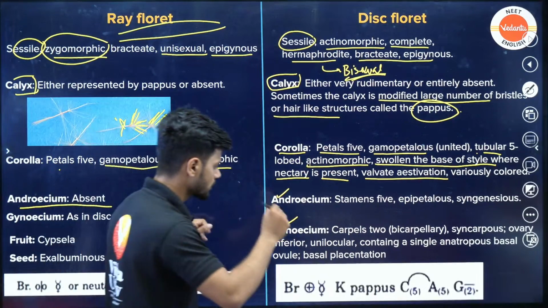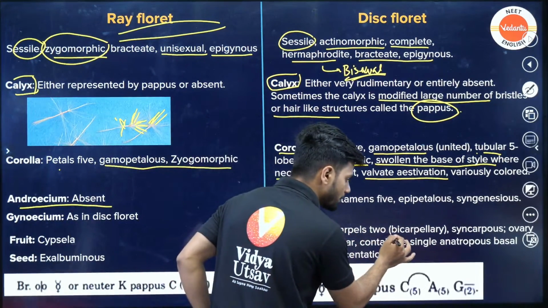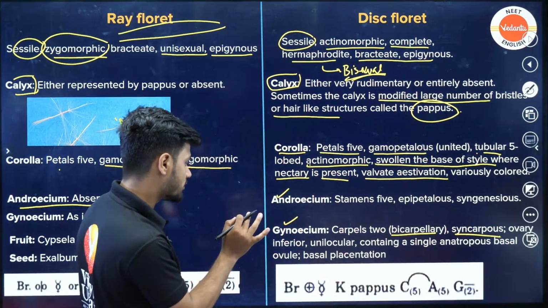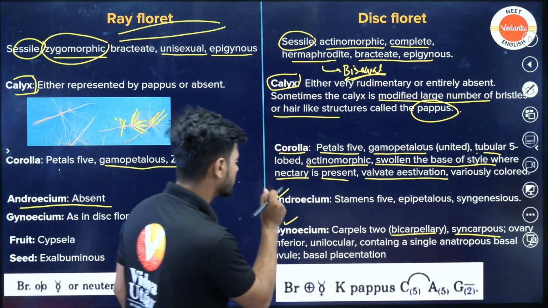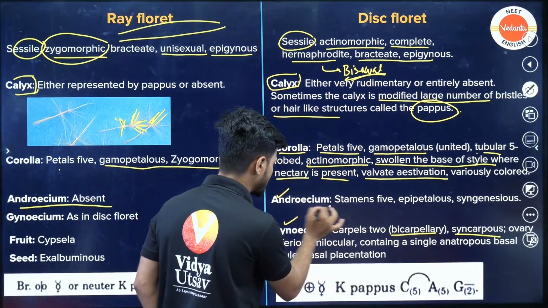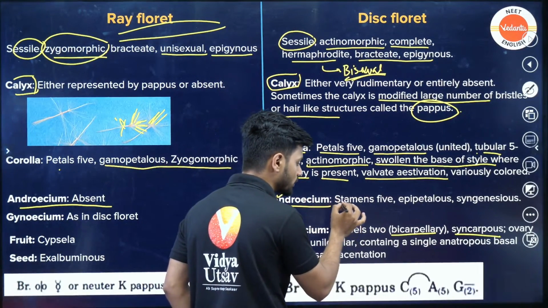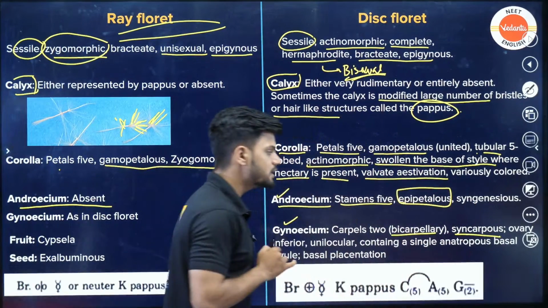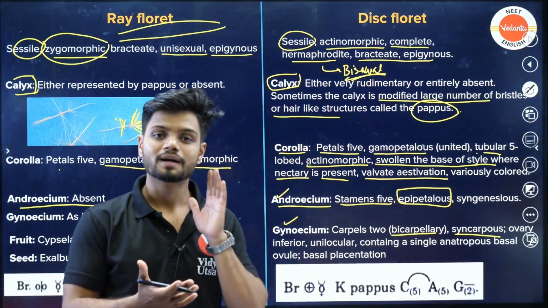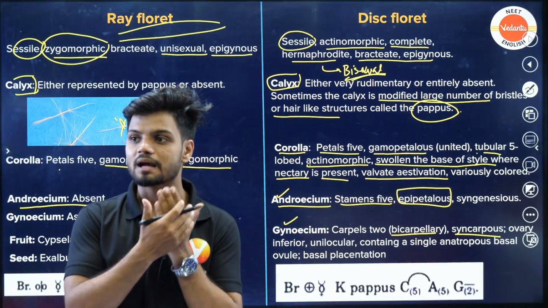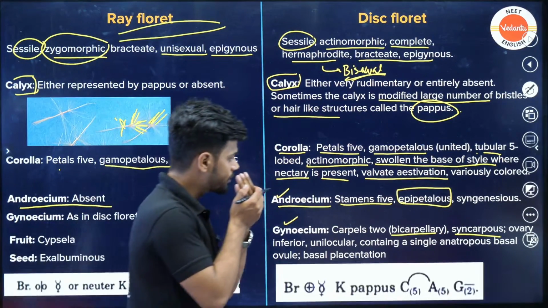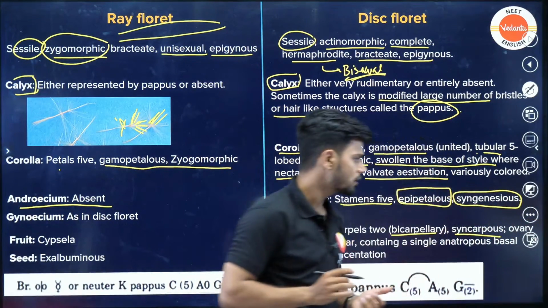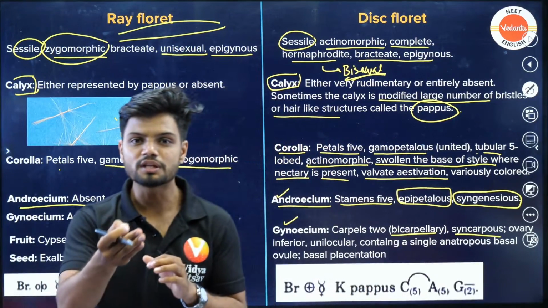Very important point. Under gynoecium, if you notice, it is bicarpellary, syncarpous. Under androecium, if you look, stamens are five, epipetalous condition. Again, your androecium is attached to the petals. But if you notice here, one more new term called syngenesious condition.